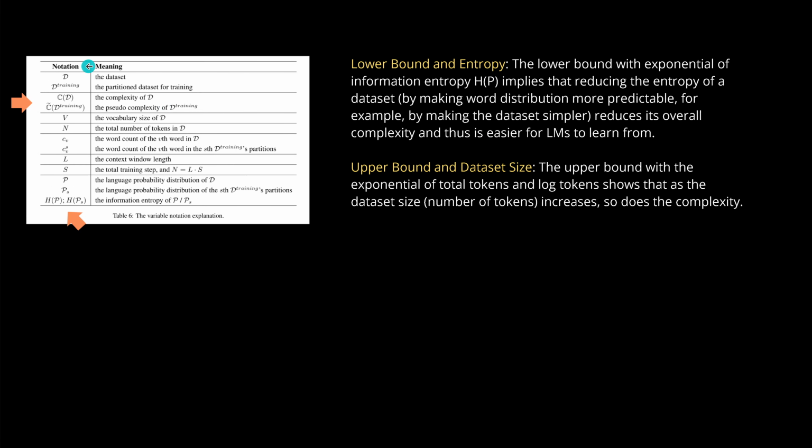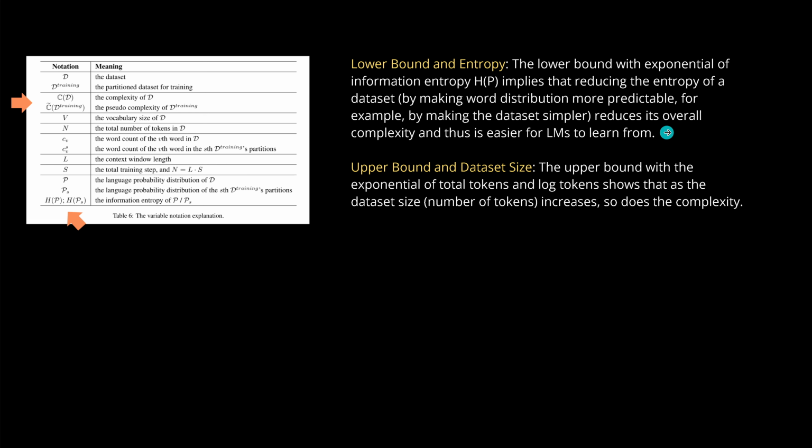If you want the notation for all the variables, this is the explanation you need. But let me translate this formula into simple words, since we are talking about tiny LLMs. So what do you have? They have the lower bound and the entropy. The lower bound of this mathematical formulation with the exponential of information entropy implies that reducing the entropy of a dataset, this simply means making the word distribution more predictable, you remember the next token prediction, autoregressive, makes a dataset simpler. It reduces its overall complexity and thus is easier for language models to learn from, especially the tiny language model.